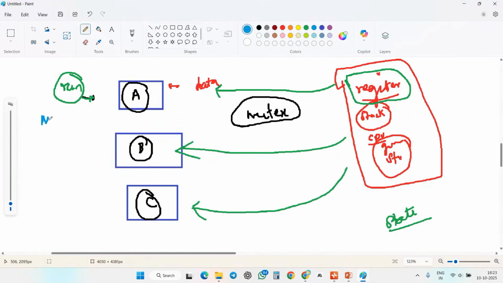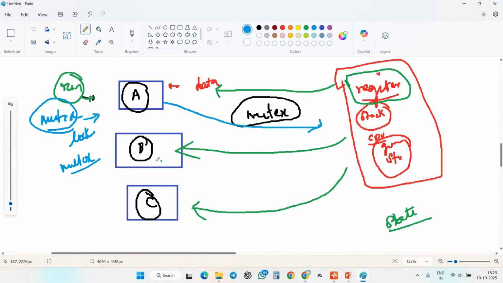Here we are introducing the concept called a mutex. The mutex is like a key or just a lock. If you put a lock on task A, only task A can access all the resources from the registers. Others cannot. If the mutex is put on B, only B can access the resource. If it happens on C, only C can access it. So this is what the mutex does.